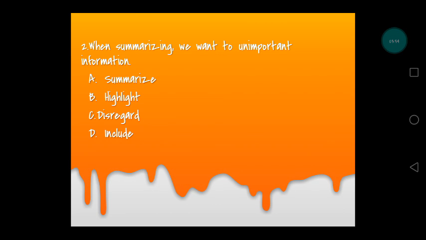Next question. When summarizing, we want to blank unimportant information. A, summarize. B, highlight. C, disregard. D, include. 1, 2, 3, 4, 5. The correct answer is disregard. So when summarizing, we want to disregard unimportant information.